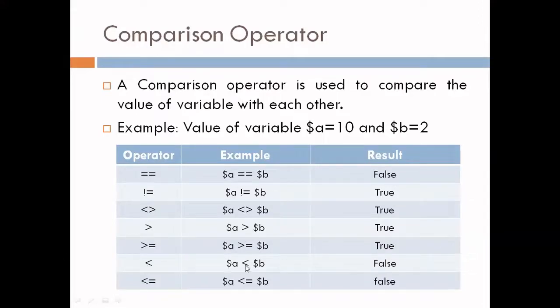Now less than: 10 less than 2 is false. Less than or equal to: 10 less than or equal to 2 will return false as an answer. This way, we can use comparison operators in PHP. Now the next operator is the increment and decrement operator. As per the name, the increment operator is used when we want to increase the value by 1, and the decrement operator is used when we want to decrease the value of a variable by 1.